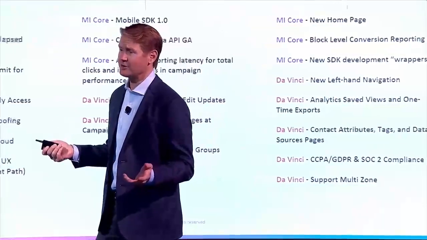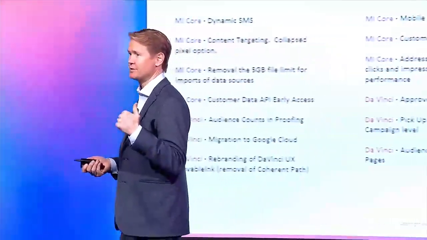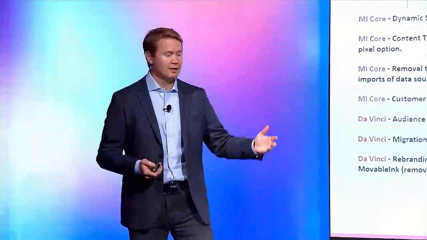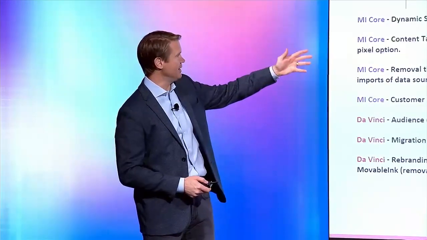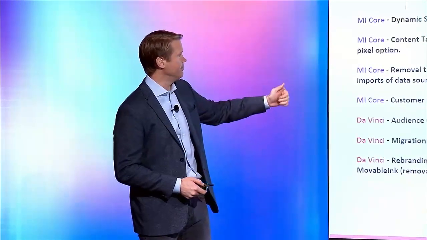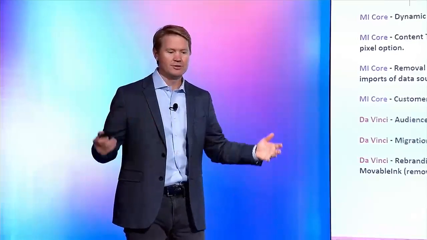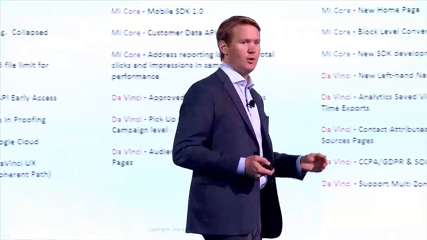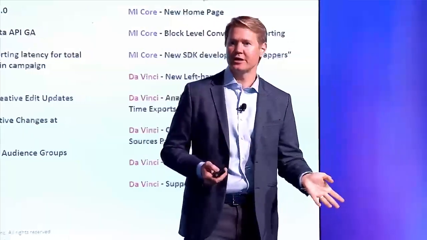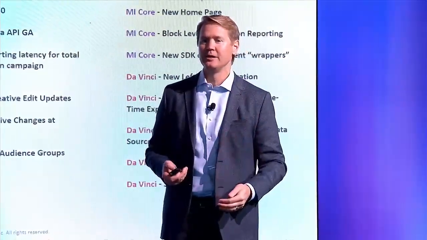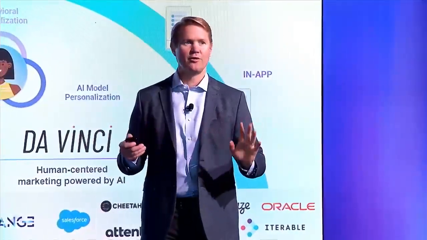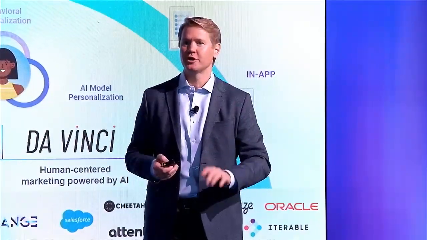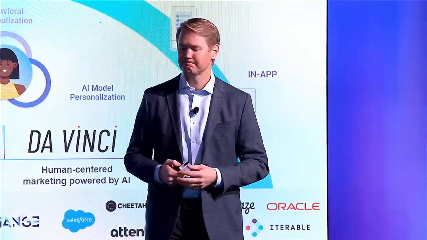And this process is working. Just check out the last 3 releases. You can see across Movable Inc., the Studio product, and DaVinci, we've got SMS, Mobile SDK, new homepage. We've got audience proofing, picking up new creatives. Our teams are delivering important features for all of you every 6 weeks. So I hope you're paying attention to our release schedule and the release emails that you get, all the documentation's on the support center. So just like to start with that so everyone has the context of how often we're pushing code and when you can expect things.